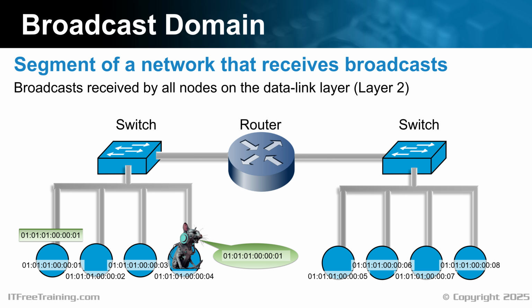Frames on the data link layer don't travel over the router by default. If the data is for another network, they need to be forwarded. More on that later in the video. Routers don't forward broadcast traffic by default.